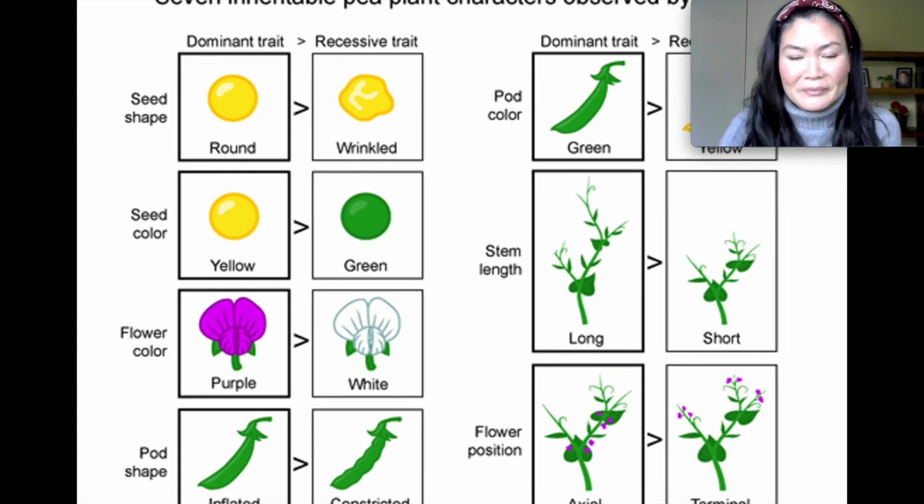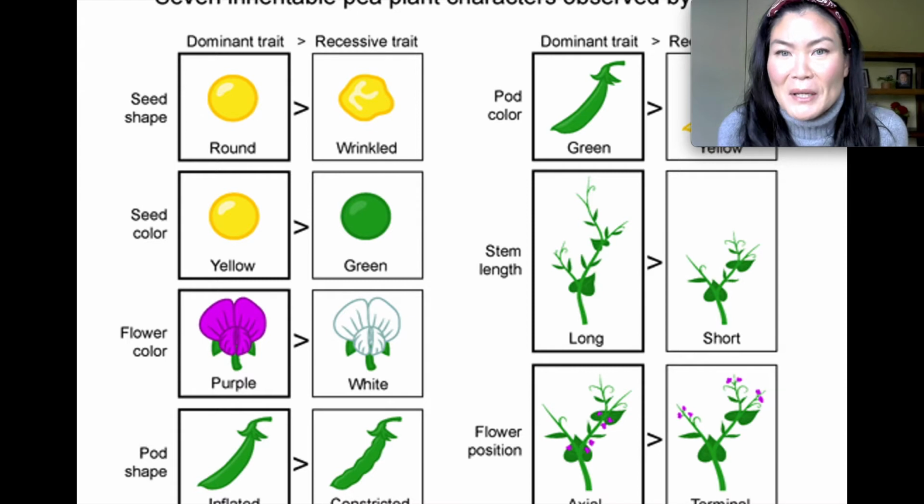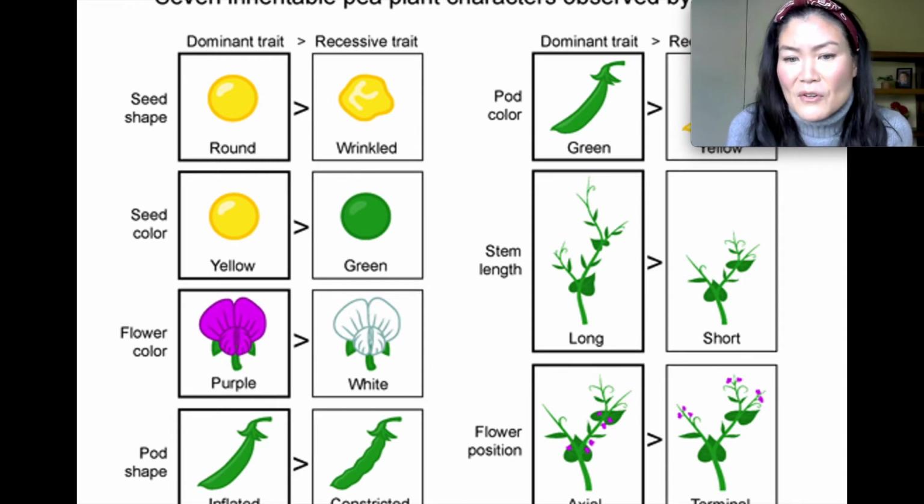So these are the 7 characteristics that he studied in pea plants. And again, this is why it took so long, because he was studying these characteristics. There's 7 of them, and it took him about 12 years to study these.